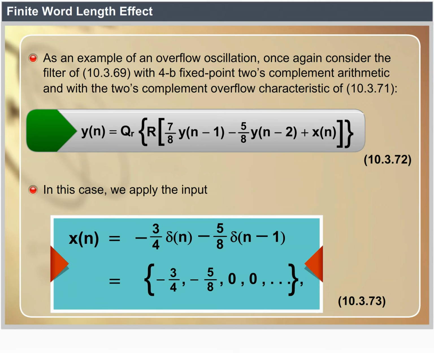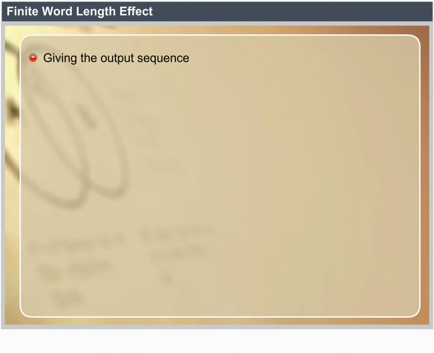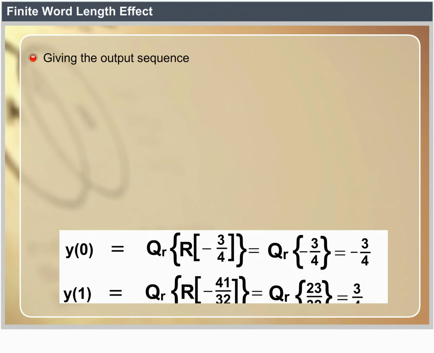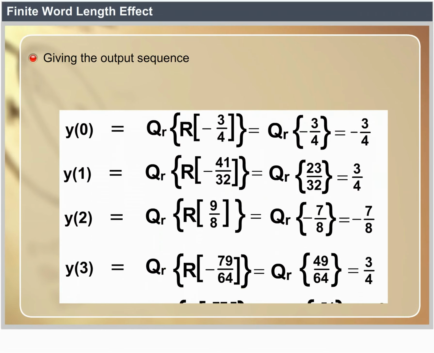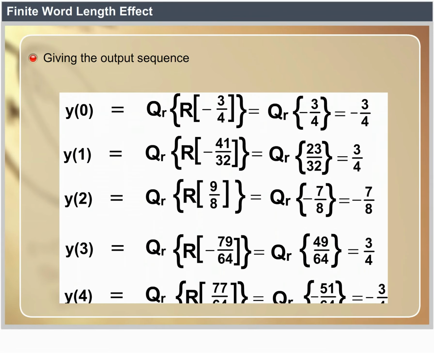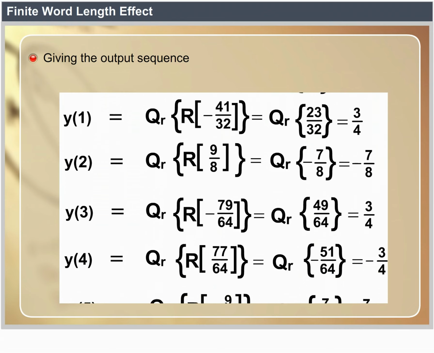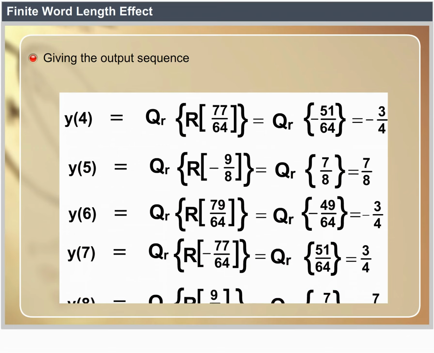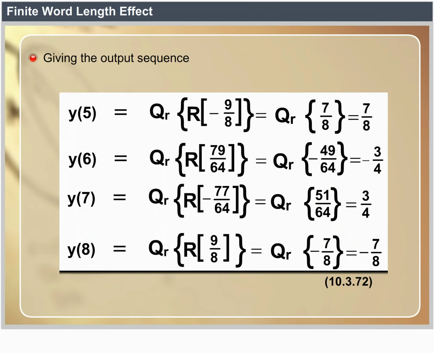Giving the output sequence: y(0) = Q_R[-3/4] = -3/4. Similarly, we can write y(1), y(2), etc. up to y(8), equation 10.3.74. This is a large scale oscillation with a nearly full scale amplitude.